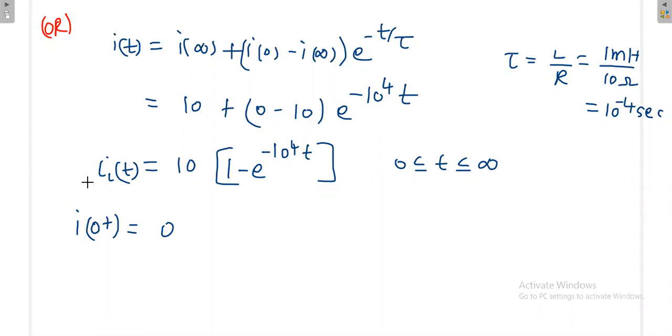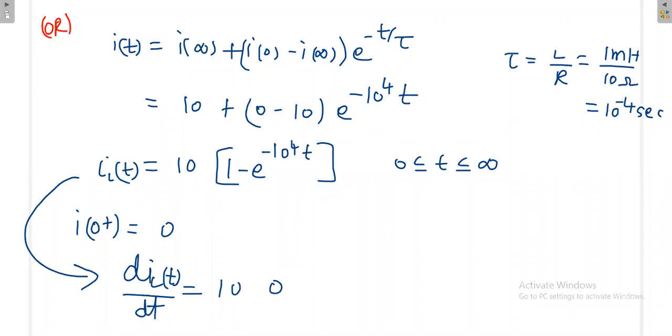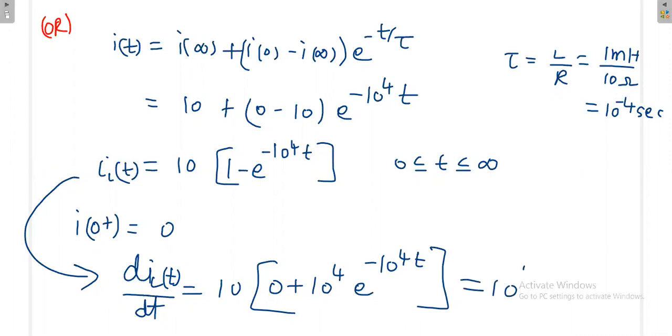Then I need the differentiation of the current. So you differentiate this one time. If you differentiate di by dt, this is 10, the differentiation of the constant term is 0. Then this is 10 power 4 e power minus 10 power 4 t. But what I need is the value of di by dt at t is equal to 0. The moment I put t is equal to 0, e power 0 is 1, 10 power 4 is there, already 10 is there. Then what is the answer? 10 power 5 ampere per second.